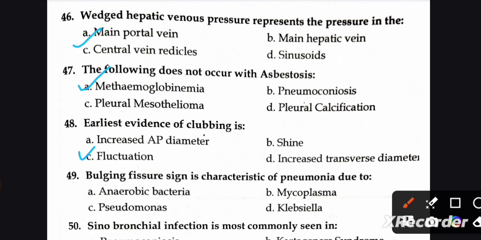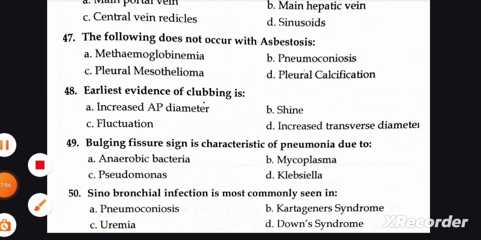Right. Next question is bulging fissure sign is characteristic of pneumonia due to A anaerobic bacteria, B mycoplasma, C pseudomonas, and D Klebsiella. So right option is D, Klebsiella.